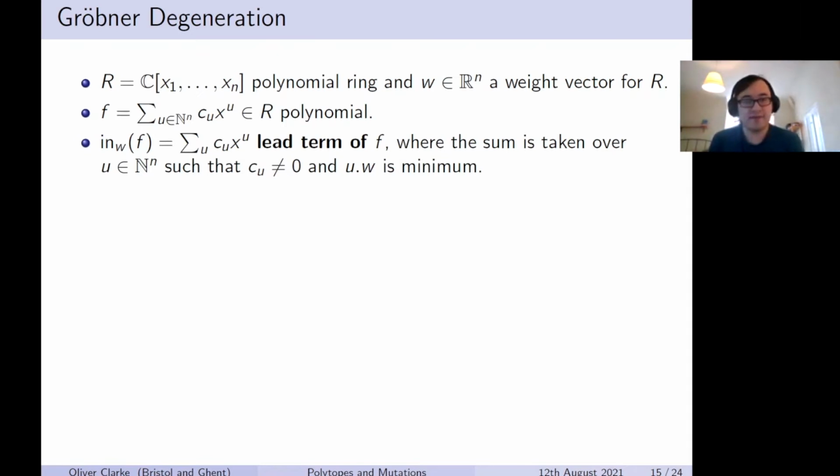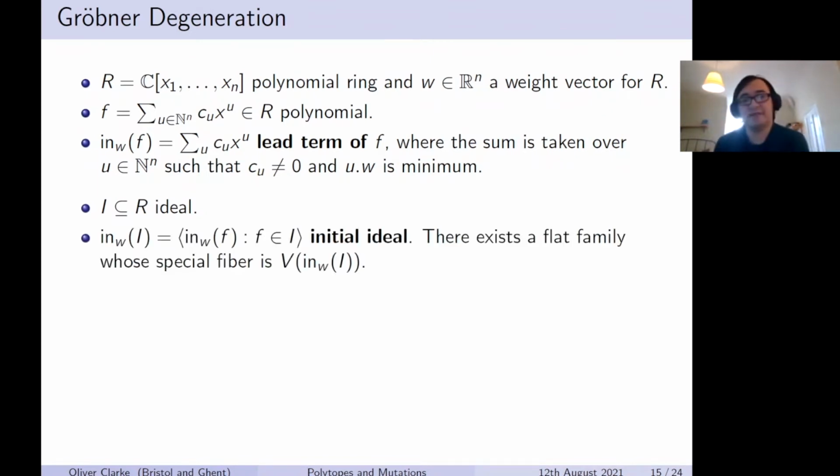Then this weight vector gives me a notion of a lead term for f. So this is going to be the collection of all terms of f that have minimal weight. And what do I mean by minimal weight? I mean that the weight of a term is just the dot product of u and w. Okay. I can do something similar for ideals. So if I take an ideal of R, then the initial ideal is going to be generated by all initial terms of all polynomials inside of I.